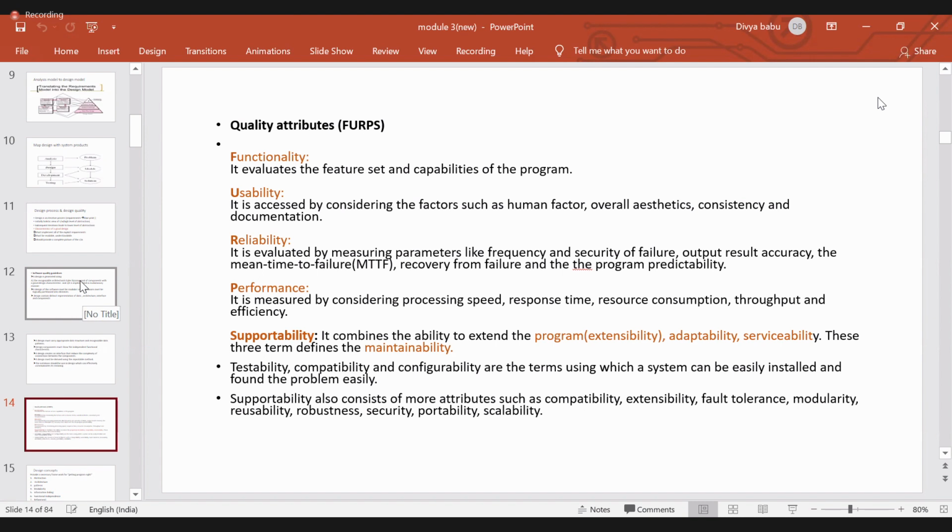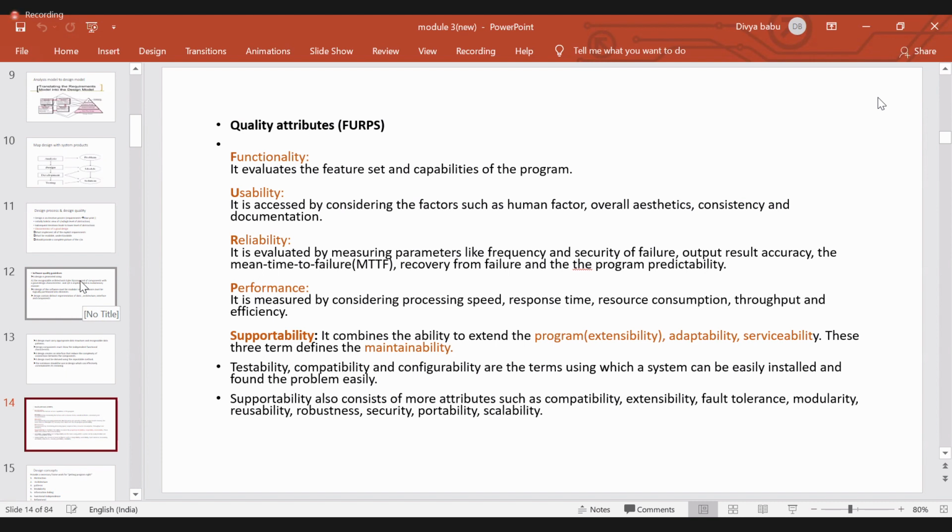Then usability. Usability means overall aesthetics, understandability, consistency, documentation, everything comes under usability. It should be usable. Then reliability means how reliable the system is: the result accuracy and precision, frequency of failure, mean time to failure and mean time to recover. Once a failure happens, how long does it take to recover? All these things come under reliability.